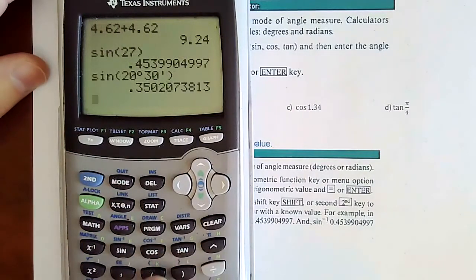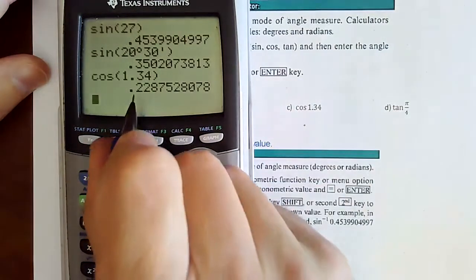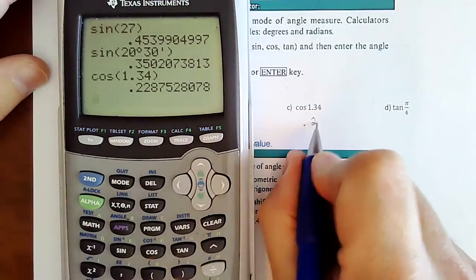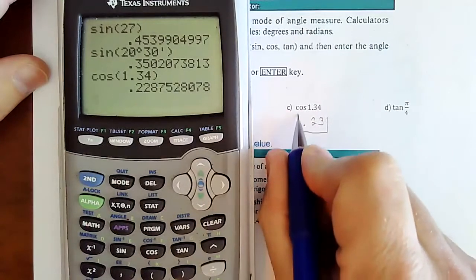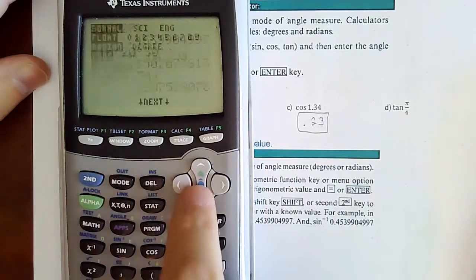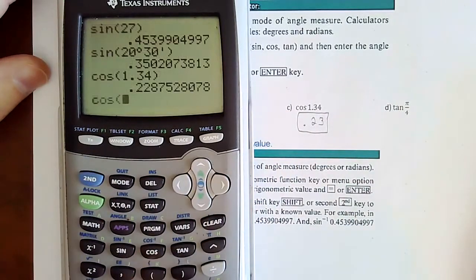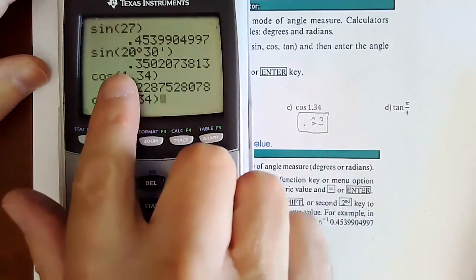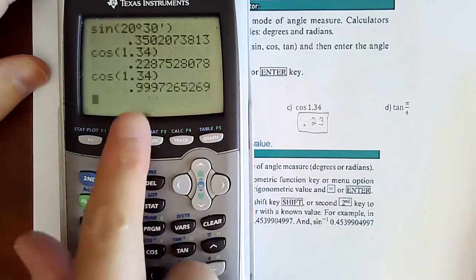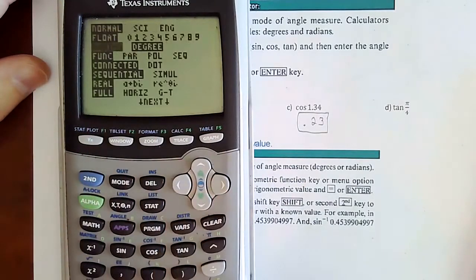And then now we'll do cosine of 1.34. Okay, so that gets us 0.23. So if we didn't convert that, so let's say we still had it in degrees, and we did cosine of 1.34, that 1.34 degrees is very different than a 1.34 in radians, and so you're getting a different value. Okay, so you just got to make sure that your mode is right.